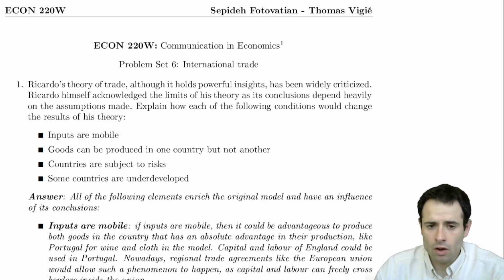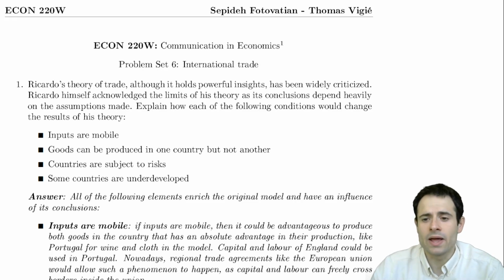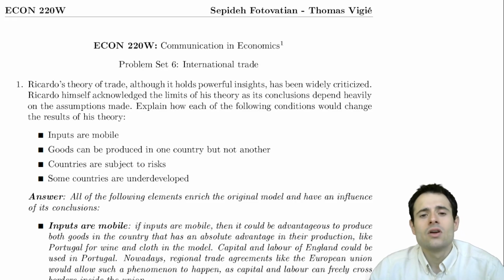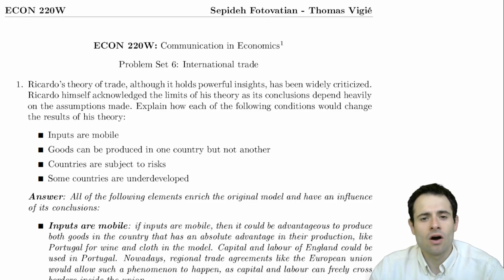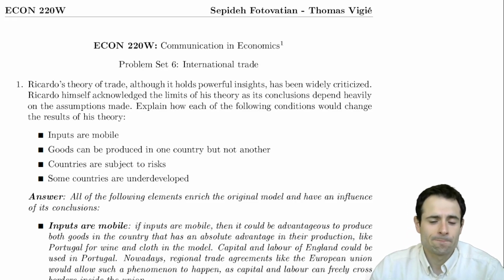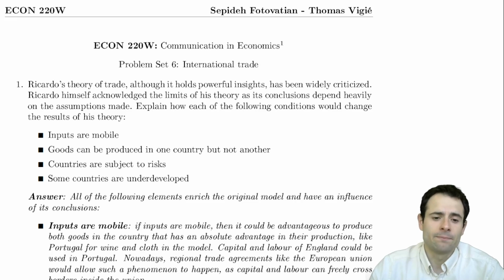Ricardo's theory of trade, although it holds powerful insights, has been widely criticized. Ricardo himself acknowledged the limits of his theory as its conclusions depend heavily on the assumptions made. Like any model, the results depend on the assumptions. Then it's all about knowing or deciding whether these assumptions are reasonable or not. Explain how each of the following conditions would change the results of his theory.